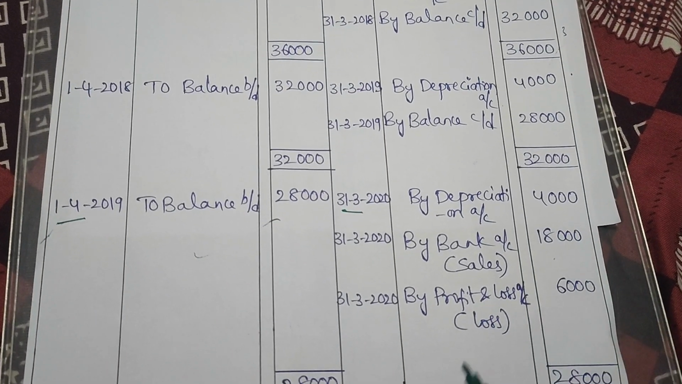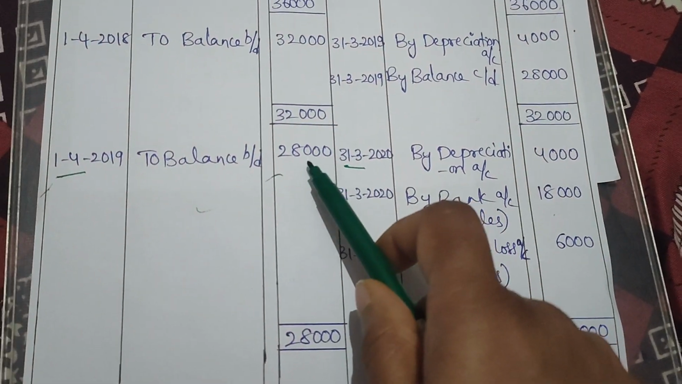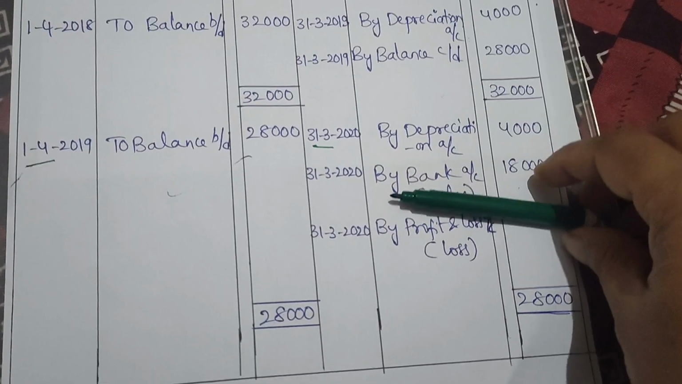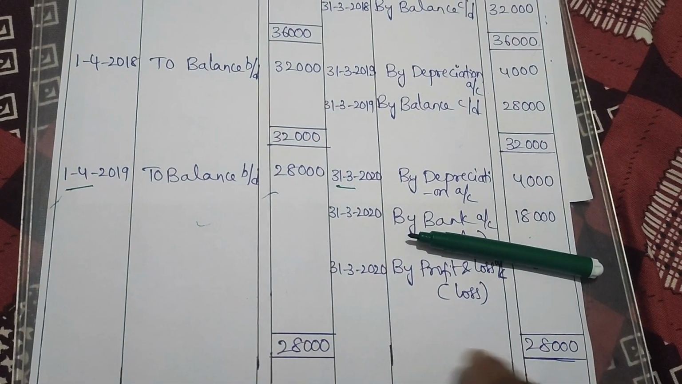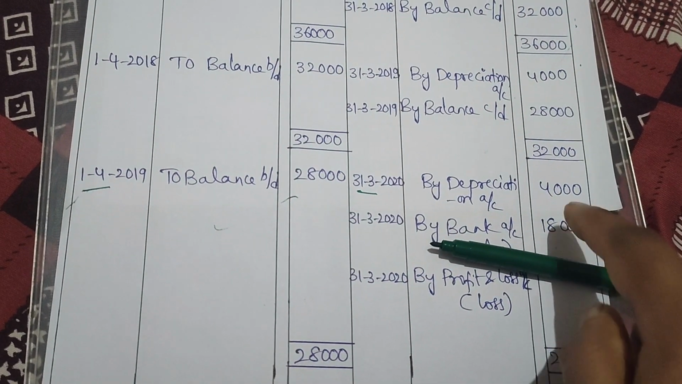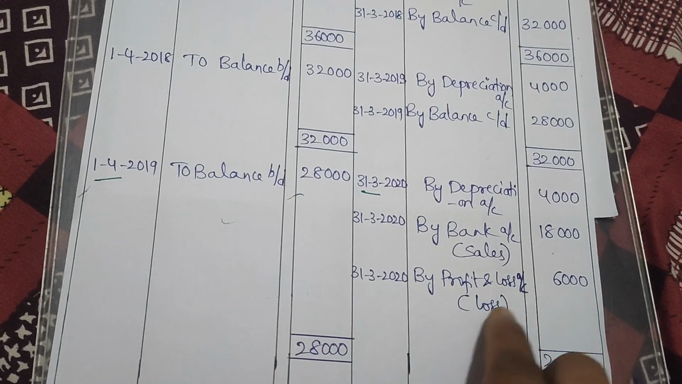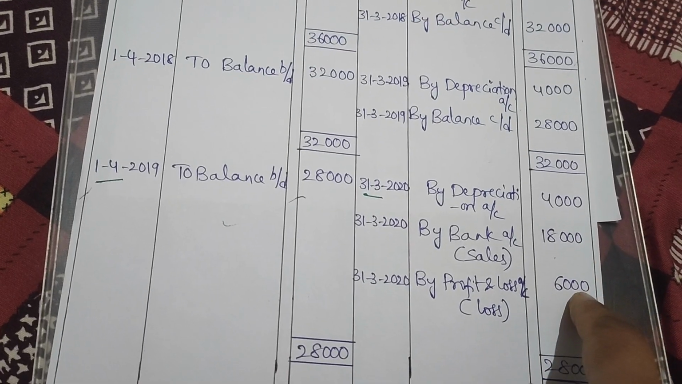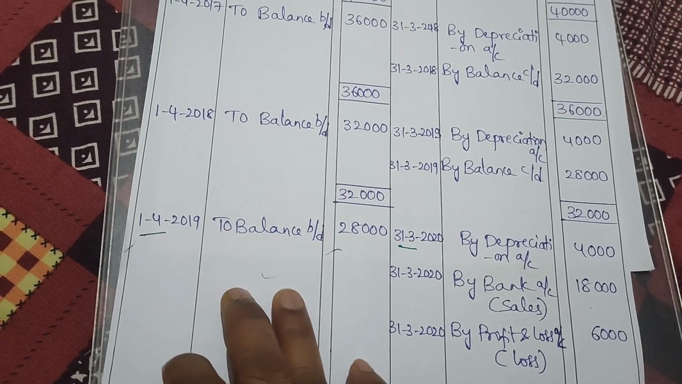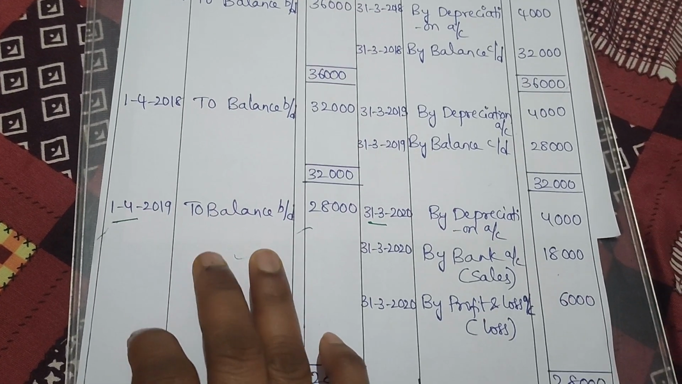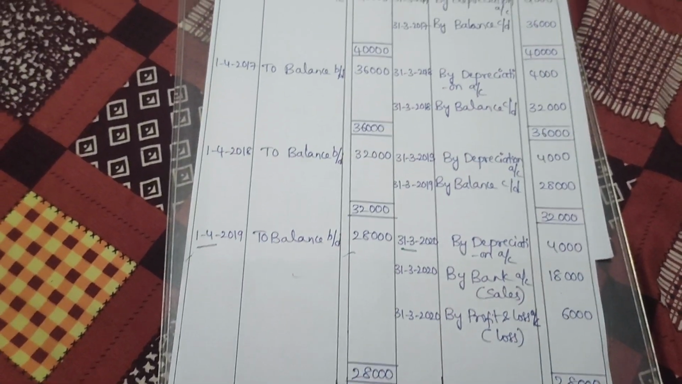After this we should find out profit or loss. How to find out? There are two ways. 28,000 here and here 18,000 plus 4,000, 22,000. It is less here. 28,000 on both sides you write. 28,000 minus 22,000 we get 6,000. If we get it on the credit side, write by profit and loss account, in brackets loss. 6,000 is loss on sale. Sometimes we get it on the debit side. That is profit. Then you can write to profit and loss account, profit. But here it is loss. This is one way. Now the account is finished.